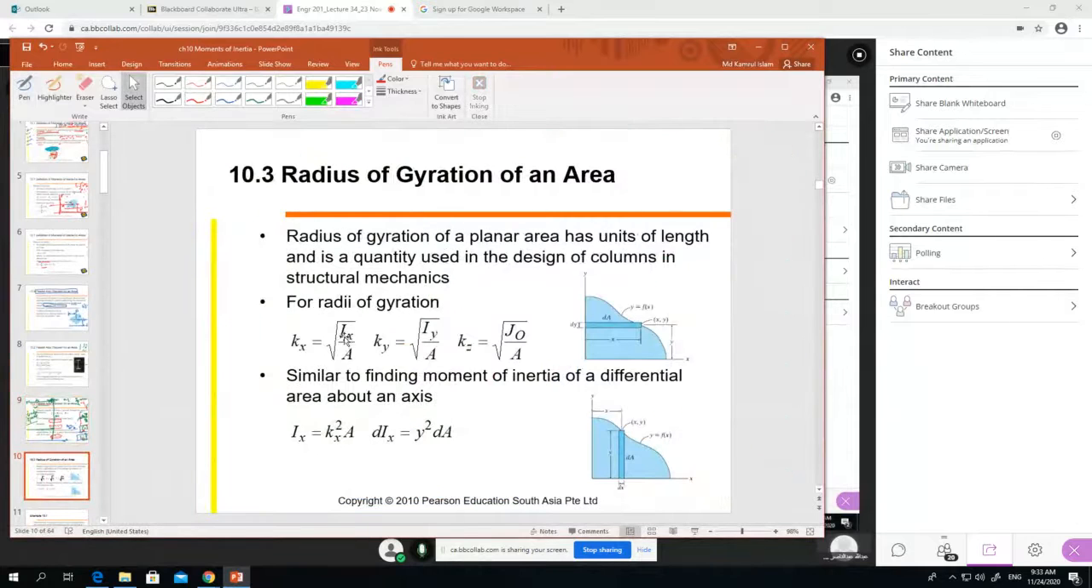But now we will learn something new. The radius of gyration: kx is called the radius of gyration, equal to the square root of Ix divided by A, or ky equal to the square root of Iy divided by A. So this is the radius of gyration formula. And what is radius of gyration? For a planar area, it is a unique length and a quantity used in the design of columns in structural members. But right now you just learn the definition and the formula only. Maybe we will not do this in detail.